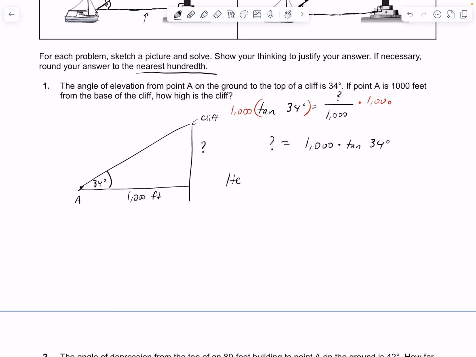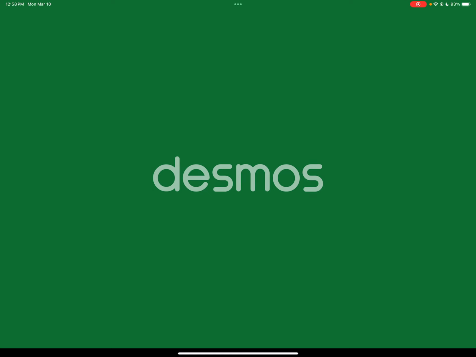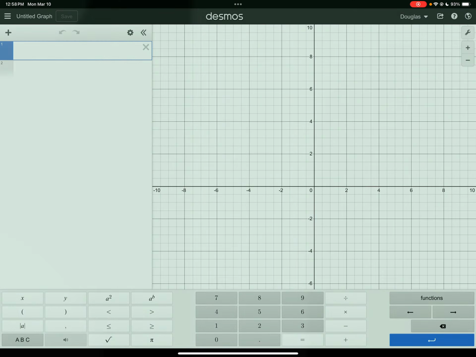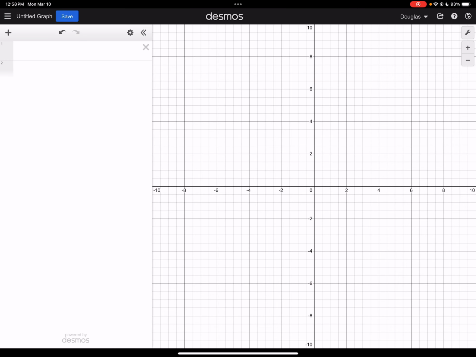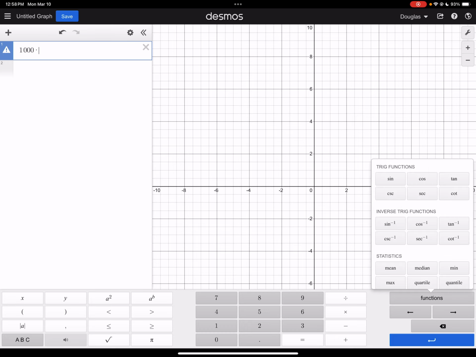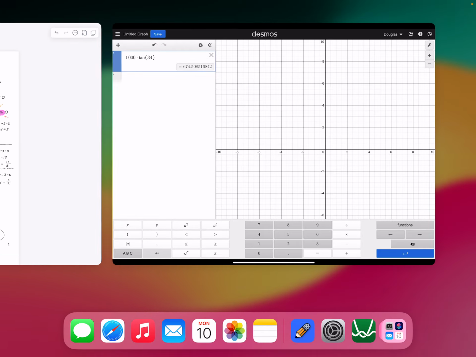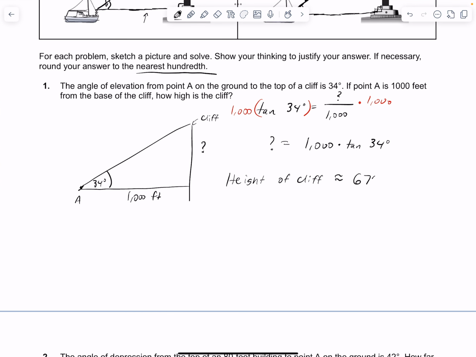Now I'm going to find an approximate answer and round this to the nearest hundredth. So the height of the cliff is approximately, and I'll type in 1,000 times the tangent of 34 degrees. Make sure the calculator is in degrees. All right, here we go: 1,000 times the tangent of 34 degrees, which is approximately 674.51 feet. So that's how we do that first question.